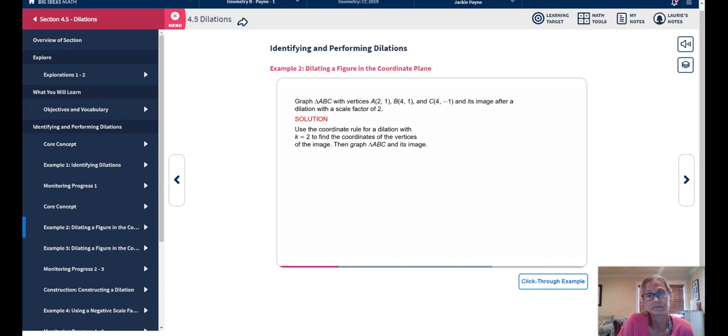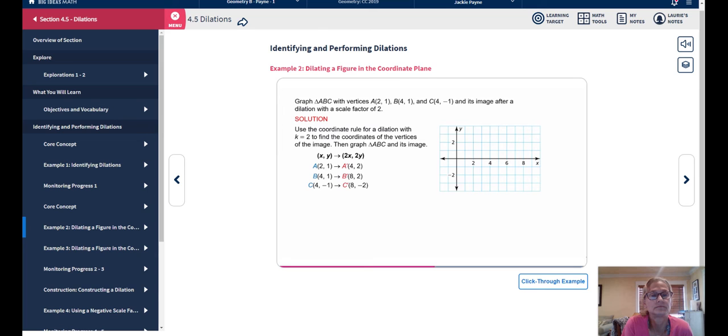The coordinate rule for dilation states if point P (x, y) is the pre-image of a point, then its image after a dilation centered at the origin with scale factor K is the point P prime (Kx, Ky). Because K equals 2, point (x, y) maps to the point (2x, 2y). Point A (2, 1) maps to the point A prime (4, 2). Point B (4, 1) maps to the point B prime (8, 2). And point C (4, -1) maps to the point C prime (8, -2).